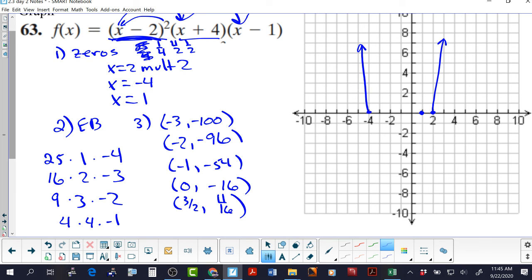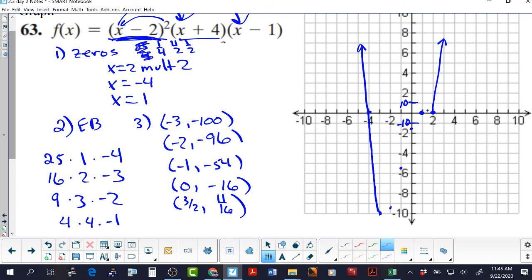All right, well, we've got to go by tens to fit this in. So we'll make that 10. So negative 100 is down here. Negative 96 is somewhere about right there. Negative 54. Negative 16. And 11/16 is almost 1, something like that.